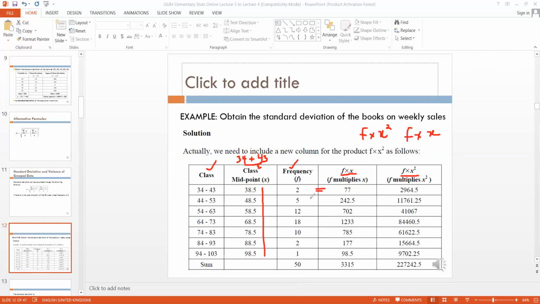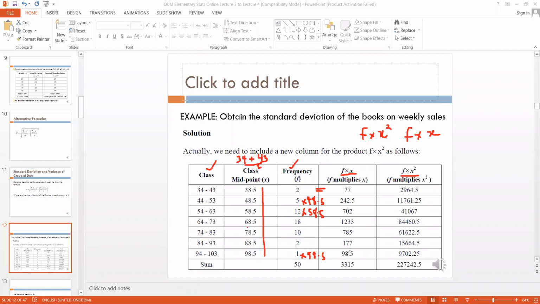Then in the next row, it will be 48.5 times the 5 here, which will be 242.5. Then this will be 12 times 58.5, which is 702. Then you do the same for the rest. The last one will be 98.5 times its frequency, and you get the product.